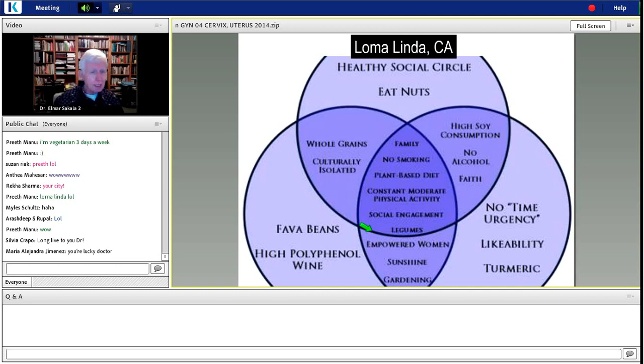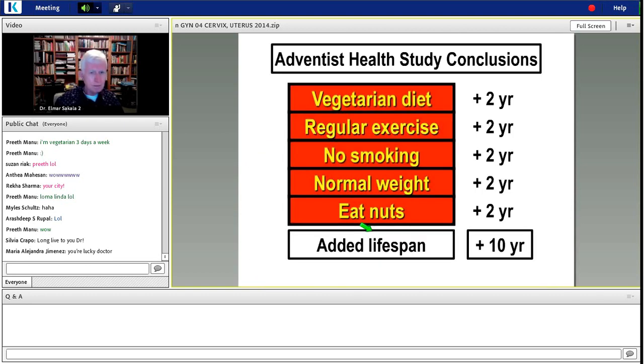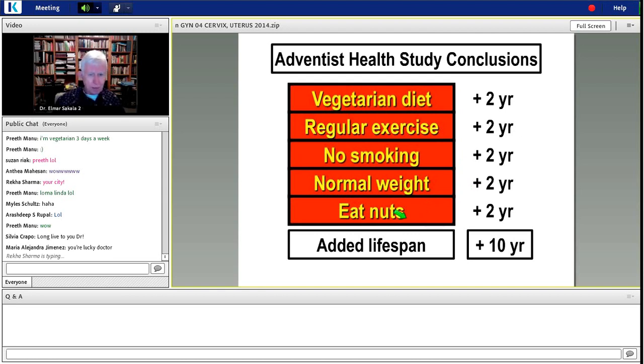Your lifestyle does make a difference. Interesting, 30,000 Seventh-day Adventists who largely live in the Loma Linda area have been studied for many years. And what they found was if you have a vegetarian diet, you can live an average of 2 years longer. Regular exercise, add 2 years. No smoking, add 2 years. Normal weight, whether it's Jenny Craig, Weight Watchers, whatever, Dr. Atkins, add 10 years. Eat nuts, be a little nutty.